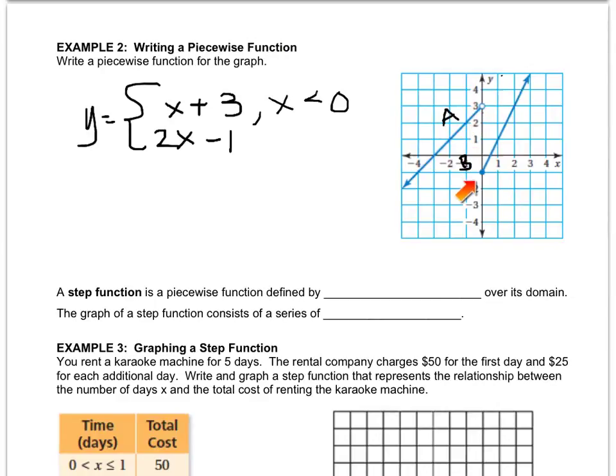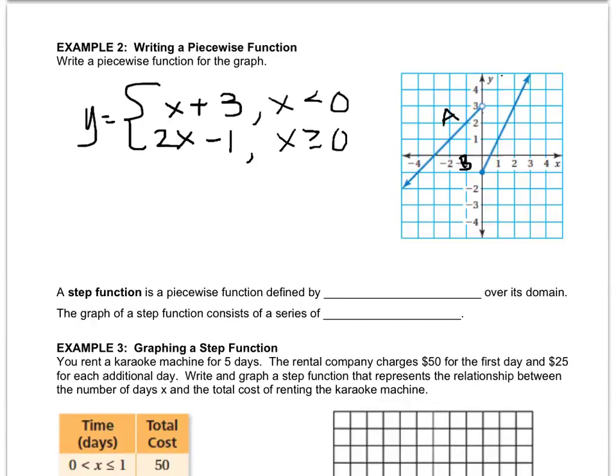Now we go down here. It's usually the opposite, but if you want to look, see I'm including 0 here, and if you go along the x-axis, this line uses all of the positive x values. So this is going to be x is greater than or equal to 0.